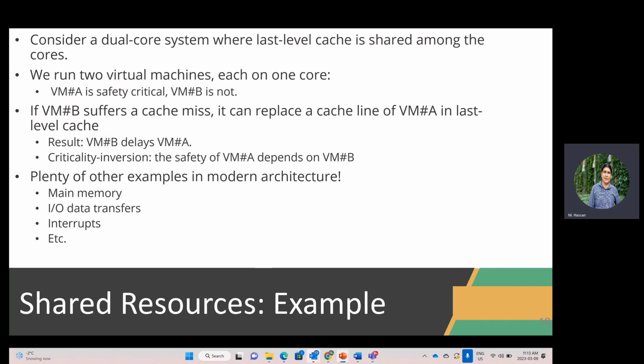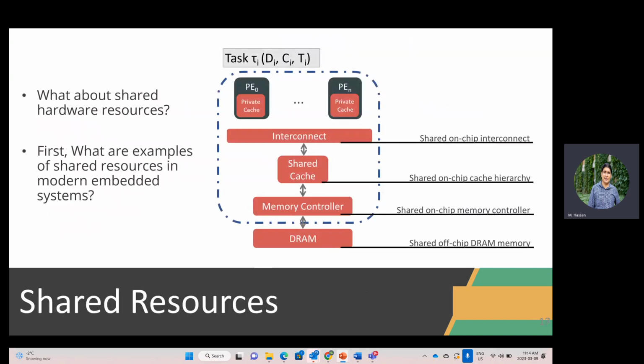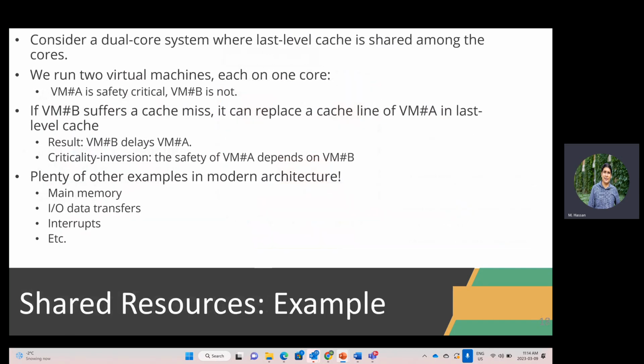Assume VMA is safety critical and assume VMB is not safety critical. It's running something like an infotainment unit in a car, or an informatics task in avionics, for example. And then assume VMB suffers a cache miss, which means if I go to this architecture, assume this is VMB, this is VMA, I have a cache miss here from the non-critical virtual machine.